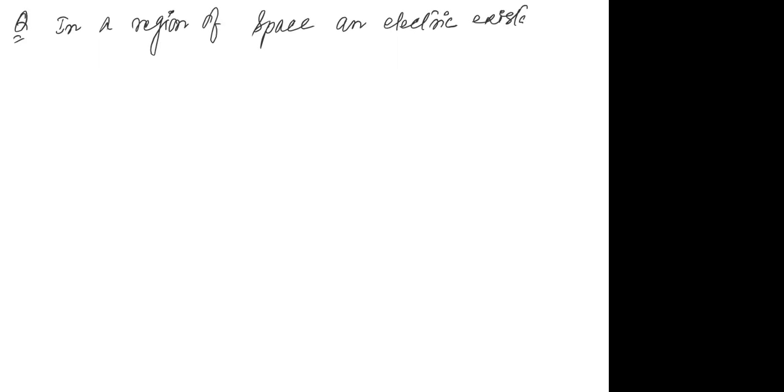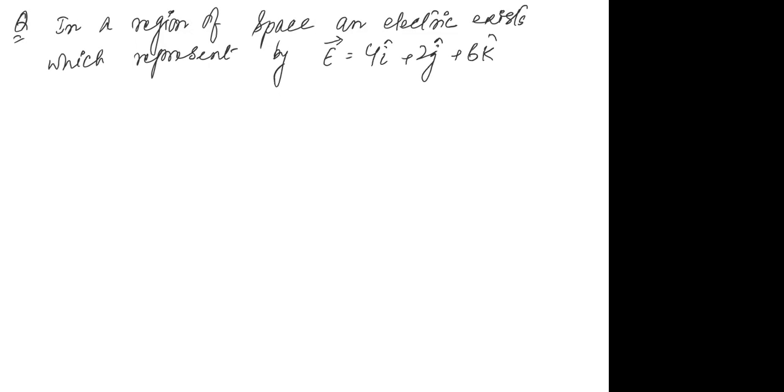Question is, in a region of space, an electric field exists which is represented by E is equal to 4i cap plus 2j cap plus 6k cap. This is the value of electric field.